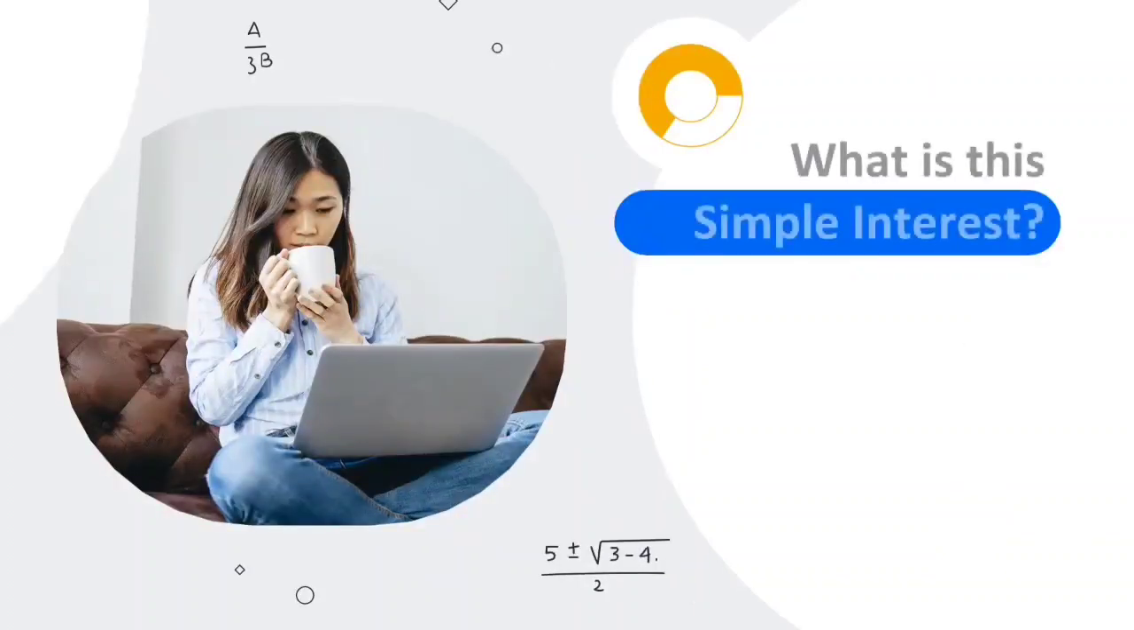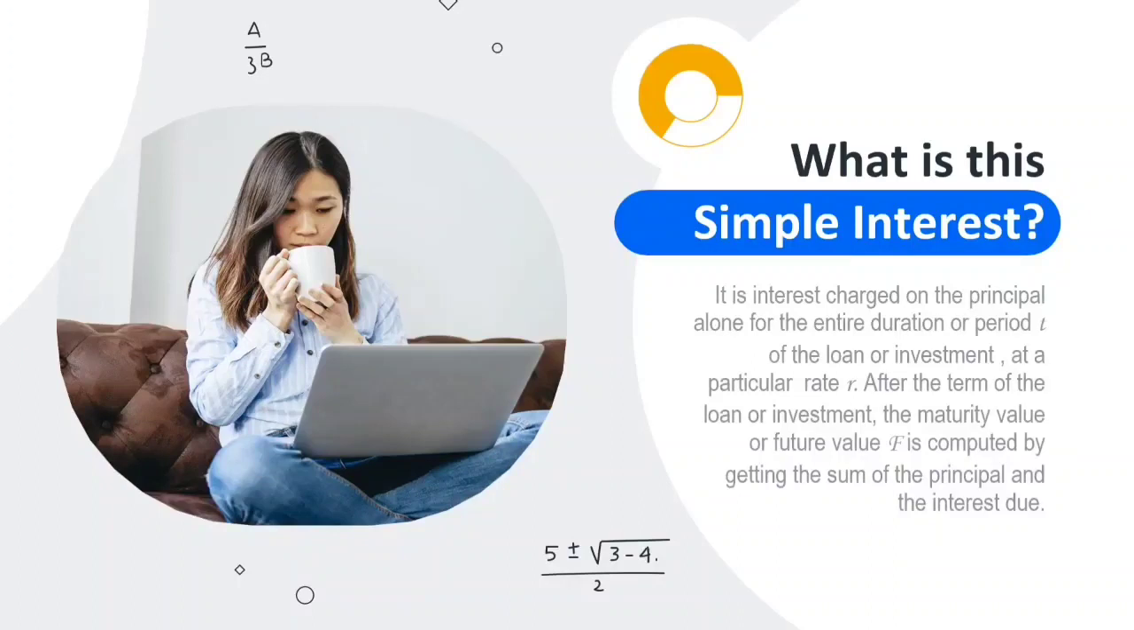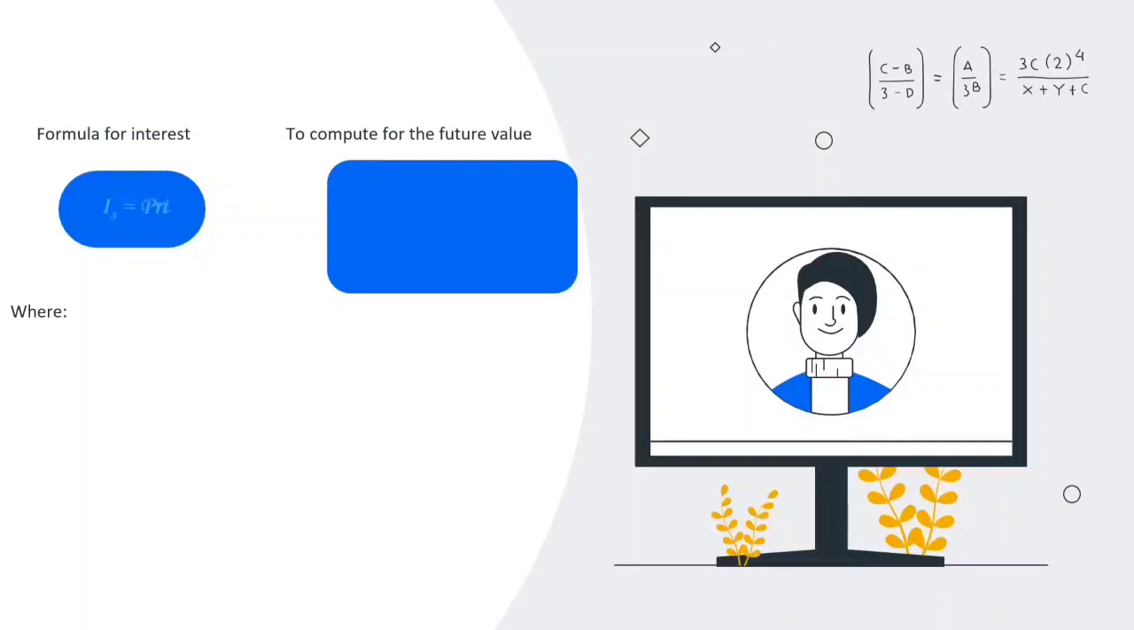Now let's define simple interest further. So what is simple interest? It is interest charged on the principal alone for the entire duration or period, which is T, of the loan or investment at a particular rate, or R. After the term of the loan or investment, the maturity value or future value, which is F, is computed by getting the sum of the principal and the interest dues. Now, to put it in a formula, I sub S is equal to PRT.